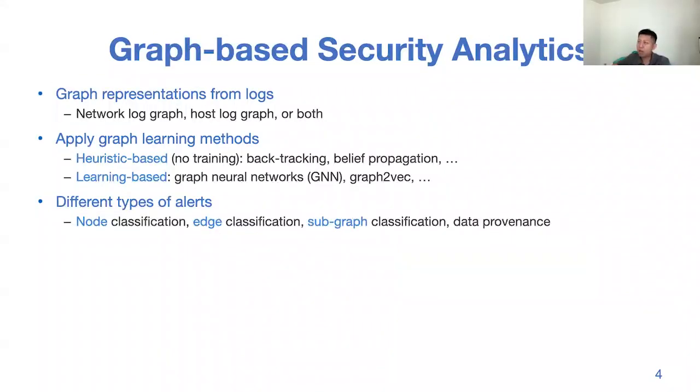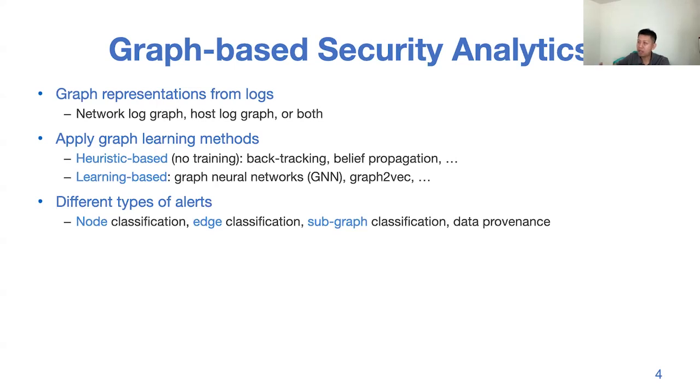There has been some progress, and I think motivation and also initiation from the academic side, which I call graph-based security analytics. The whole idea at a very high level is that, instead of representing the data as a table, we represent the data as a graph. So we construct a network log graph and a host log graph, or both. And then we apply graph learning algorithms, like ones without any training. We can apply something like backtracking, reverse search, belief propagation, and then we start from something we know is malicious and detect the other abnormal instances as nodes or edges. And then we can also apply learning-based approaches.